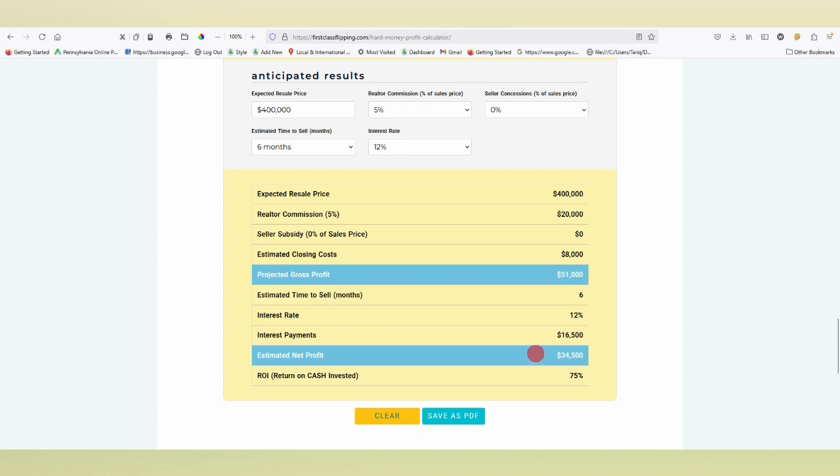All right, so I just wanted to show you guys how you can use this calculator. Again, it's free. You don't have to download it onto your computer. You can just save it in your browser and come back and visit it whenever you like.